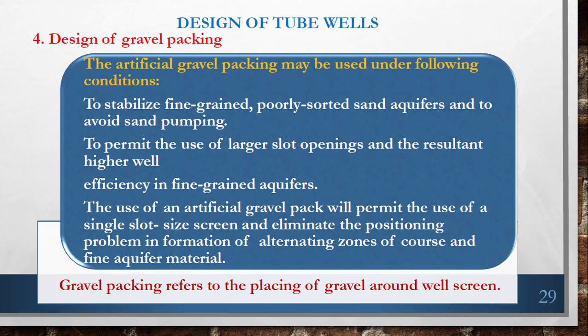Now the fourth step in the design of a tube well is the design of gravel packing. Normally gravel packing is not used, but it is used under the following conditions. It is used to stabilize fine-grained, poorly sorted sand aquifers. Stabilization of the aquifer is one important point. It also permits the use of larger slot openings, and the use of an artificial gravel pack will permit the use of a single slot size screen.